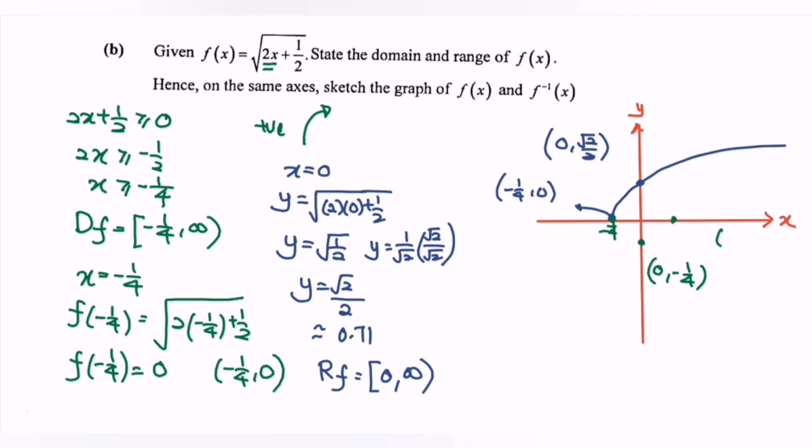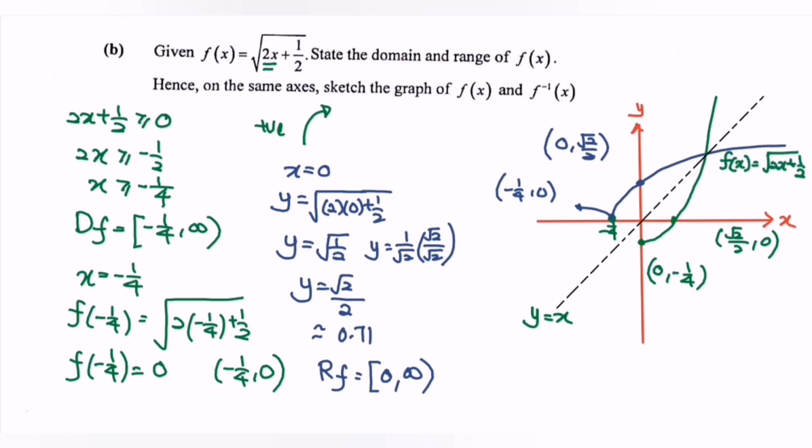So here we have the location, square root of 2 over 2, 0. And we have the curve something like this. Next, we have the reflection axis, y equals x. Kindly name the graphs. We have the blue one, which is f(x), the square root of 2x plus 1 over 2. Then we have the f inverse. So here we are, and thanks for watching.